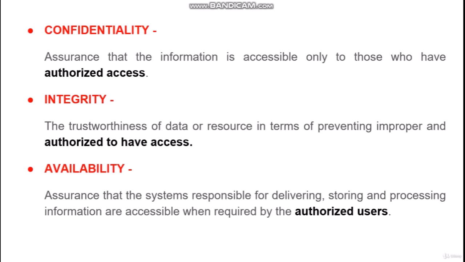Integrity. Integrity means guarding against improper information modification or destruction. The loss of integrity can result in unauthorized modification and destruction of information. There are two parts of data integrity. Data integrity assures that information and programs are changed only in a specified and authorized manner.